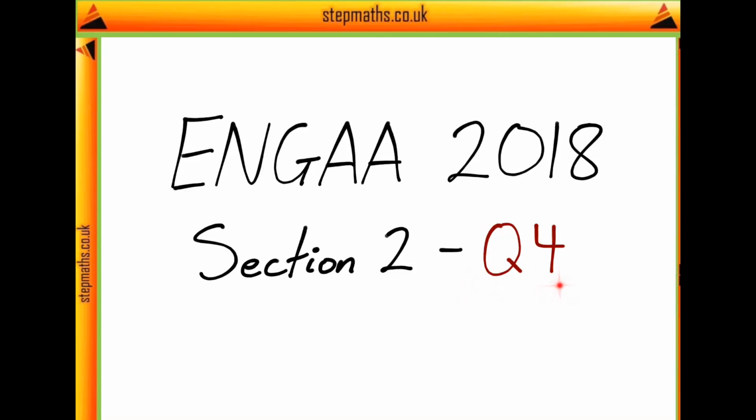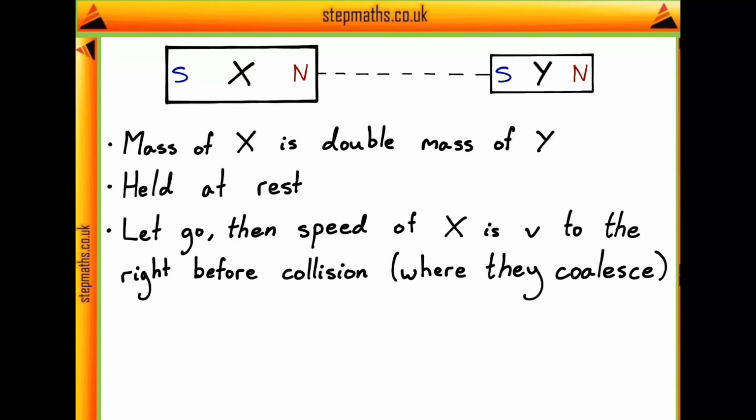Here we're going to look at question 4 from section 2 of the ENGAA 2018 paper. In this question, we're told we have two bar magnets set up in the configuration shown in this diagram. We're told that the mass of our bar magnet X is double the mass of our bar magnet Y.